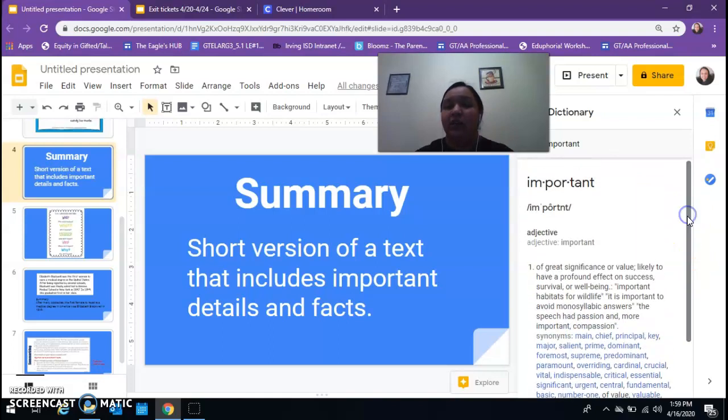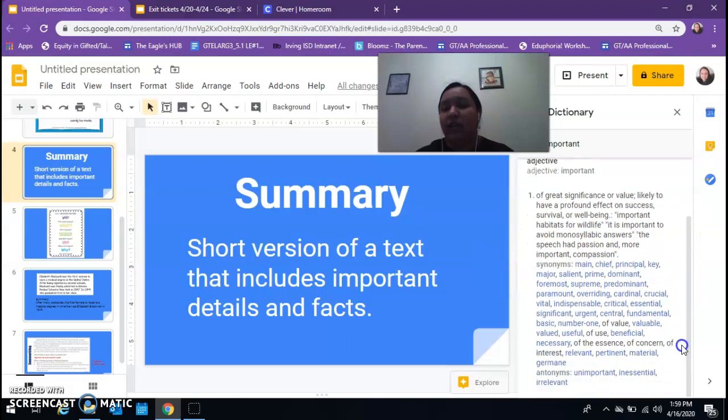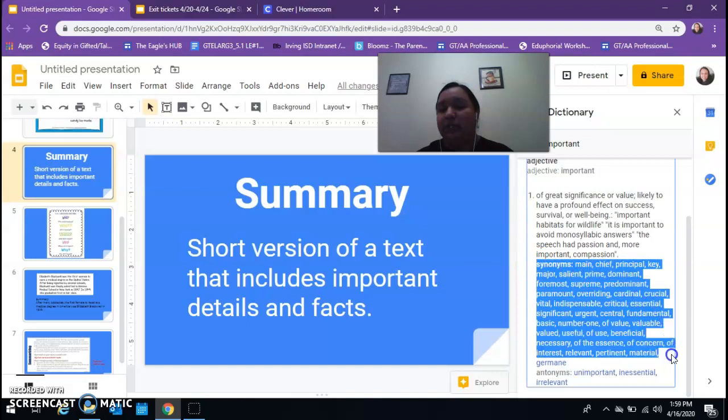In this case, I only have one meaning, so I know I will be using this meaning. If I scroll down to where it says synonyms, ooh, I have a lot of words that I can use instead of important. So instead of saying important, I can say the main details. I can say the useful information, right? So I can use several. I just need to look at them.